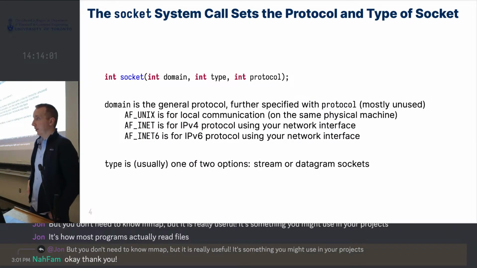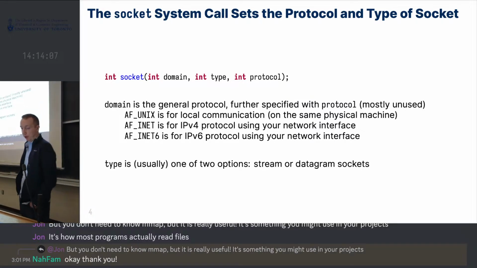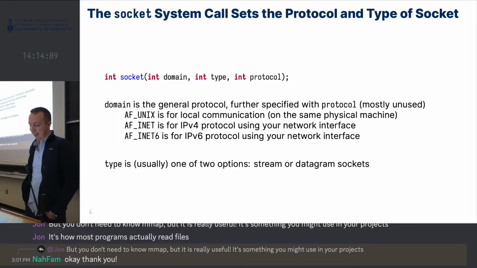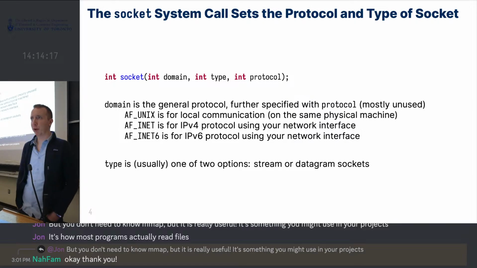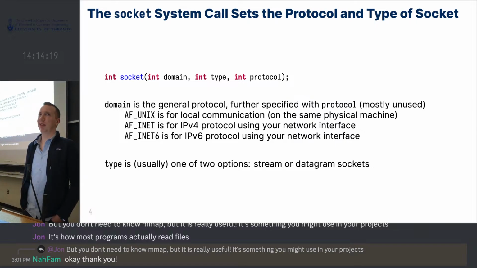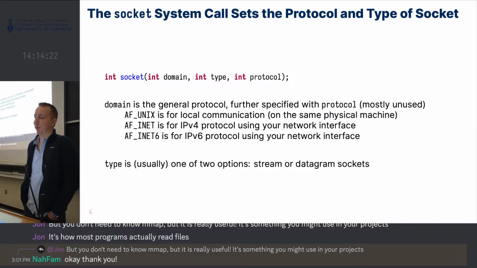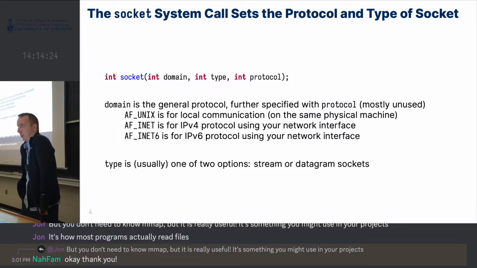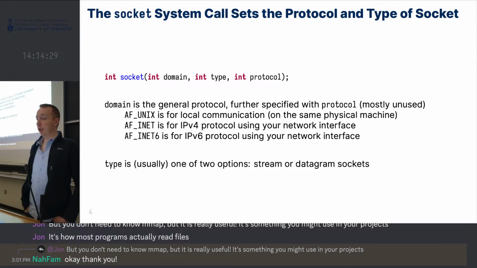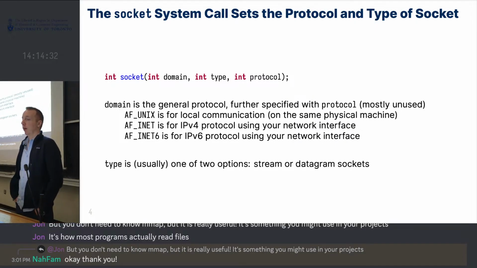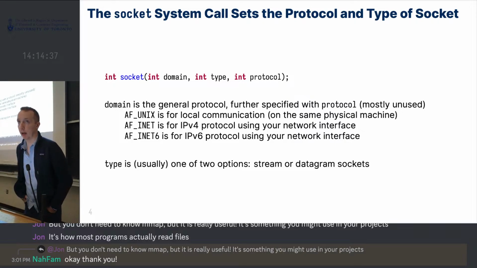So this is what the socket system call looks like. It takes 3 arguments, a domain, a type, and a protocol. The domain is kind of just the general protocol to use. It's further specified by that 3rd protocol argument, which typically no one ever uses anymore. So basically, the domain actually represents the protocol. There are 3 main ones you'll see. There's AF_UNIX, which is for local communication, on the same physical machine, and generally the name for that is just a file name.